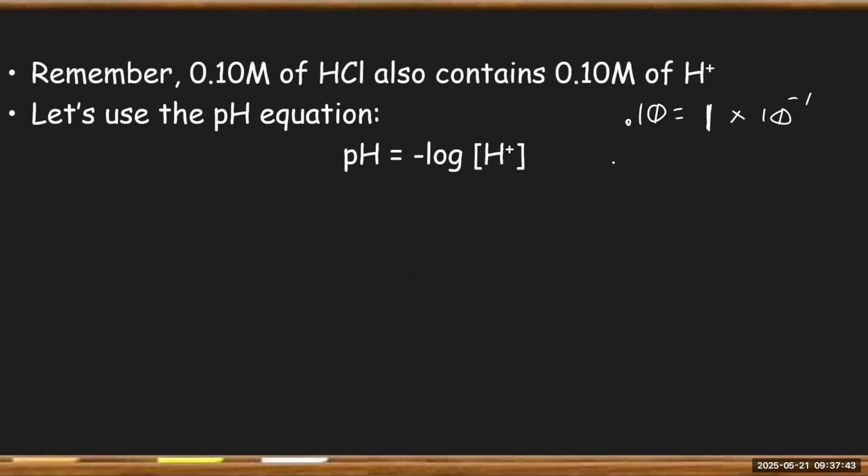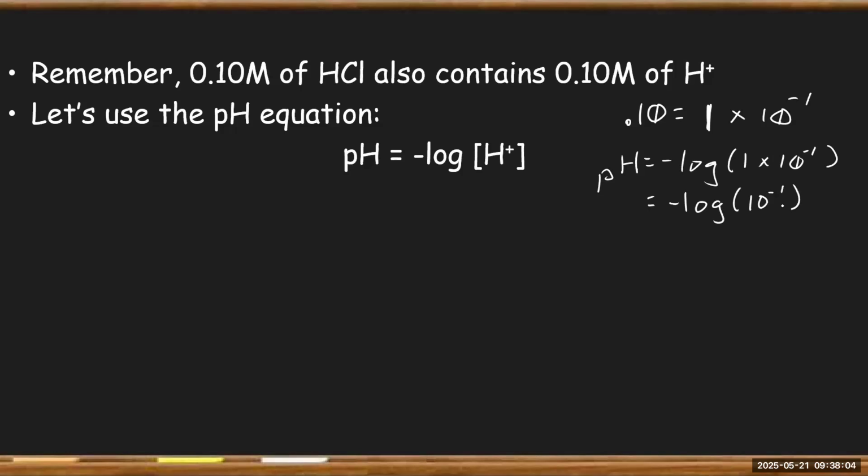So therefore, what happens if you plug this right back in? pH equals negative log of 1 times 10 to the minus 1. And this I did properly in the other class. Log of 1 doesn't mean anything, so it might as well be written as negative log of 10 to the minus 1.